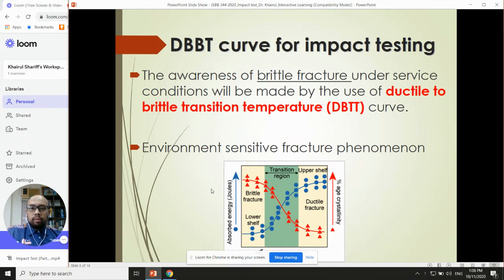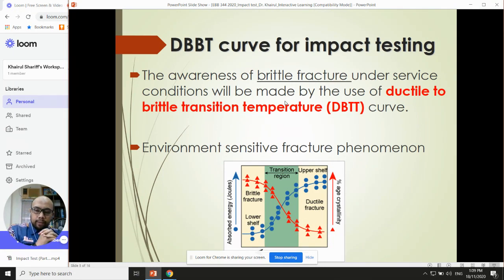Not DBBT, actually it's the DBTT curve. Sorry, it's my mistake. What does DBTT mean? The awareness of brittle fracture under service condition will be made by the use of the ductile to brittle transition temperature curve. And this curve is very sensitive to fracture phenomena.